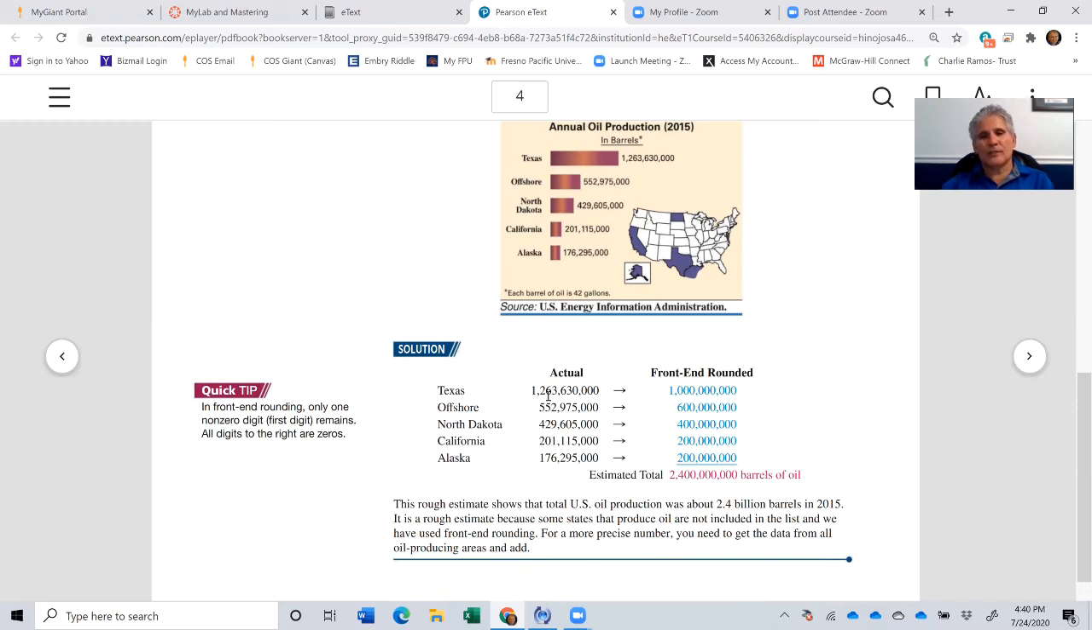1,263,630,000. Well, we can round that, using front end rounding, to 1 billion. We just put that down, 1 billion. Put a bunch of zeros there so that way we're not dealing with so many numbers.